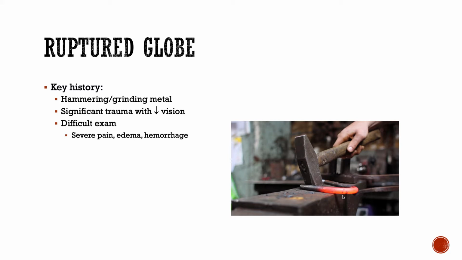I don't know how often pediatric patients do hammering metal or grinding metal, but you will see this as part, maybe, of a workshop at school or something. But the fragments that shoot off and cause penetrating eye injuries, that's why it's associated with that. But any significant trauma or significant decrease in the visual acuity, and anyone that has just a difficult exam, so significant swelling, pain, that would be one that you would be even more worried about a potential ruptured globe.